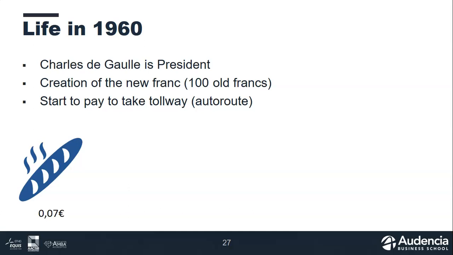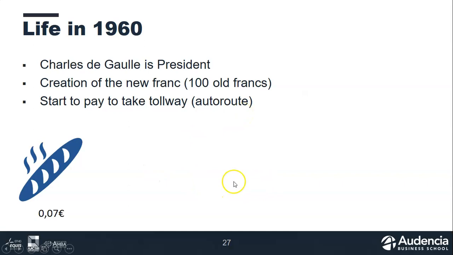And so they made a major economic decision. They divided the prices by 100, and they produced the new French franc. And by that time, we started to pay for the tollway, the autoroute. We started to pay for the first time to drive, something we still do today.